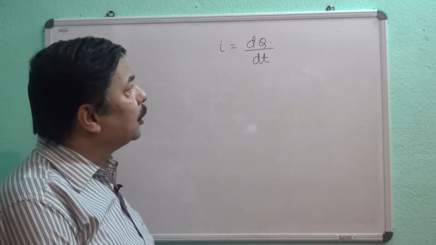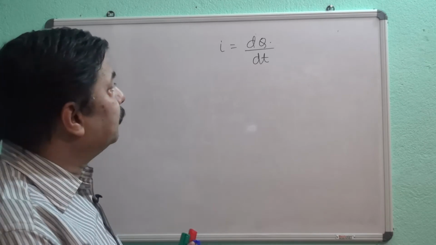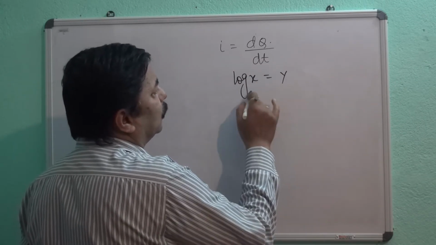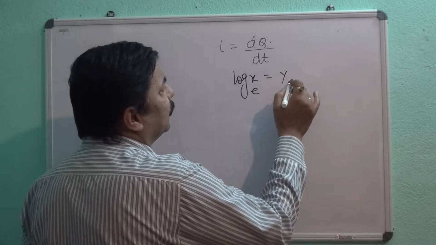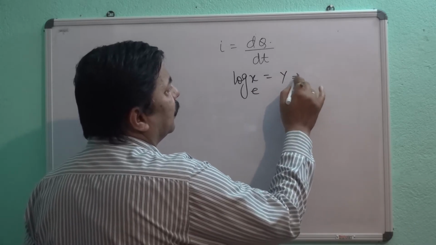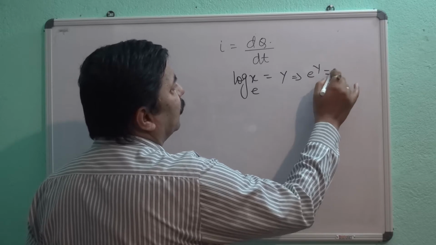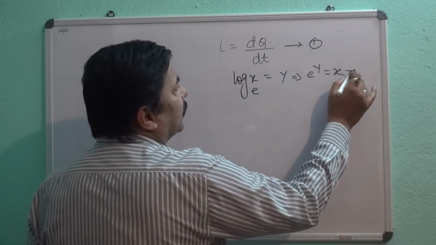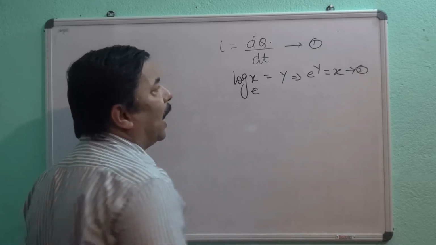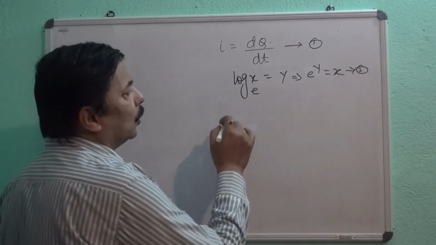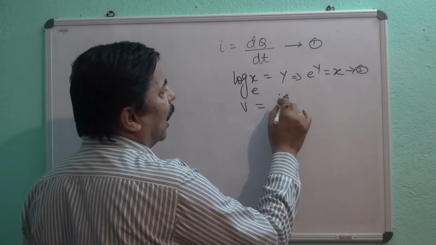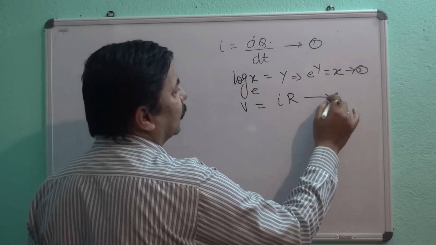Second thing, you should understand that log x is equals to y to the base e means e to the power y is equals to x. This is the first thing. This is the second thing. And you should also know Ohm's law, potential difference V is equals to IR. This is the third thing.